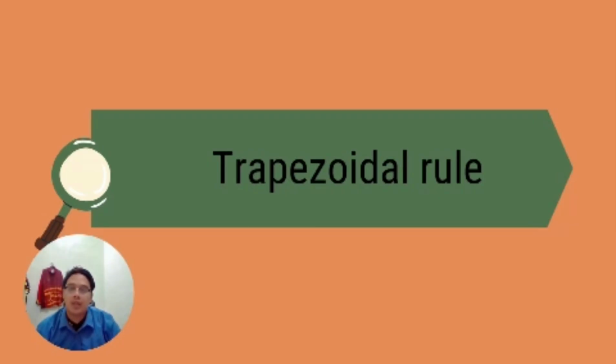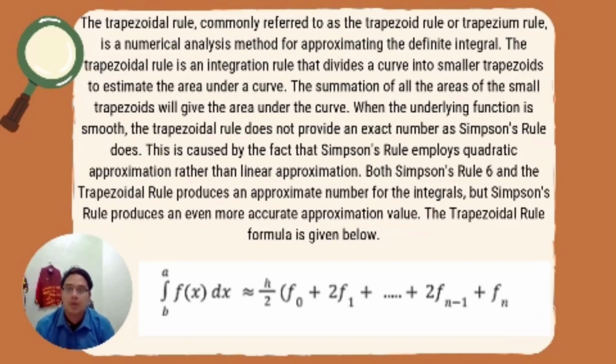Okay, for the first one is the trapezoidal rule. The trapezoidal rule, commonly referred to as the trapezium rule, is a numerical analysis method for approximating the definite integral. The trapezoidal rule is an integration rule that divides a curve into smaller trapezoids to estimate the area under a curve. The summation of all the areas of the small trapezoids will give the area under the curve.